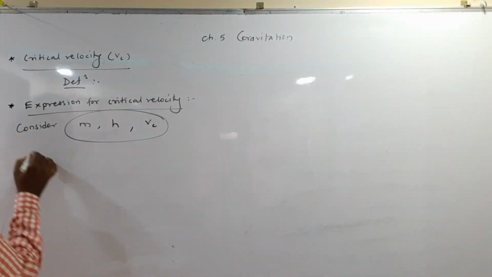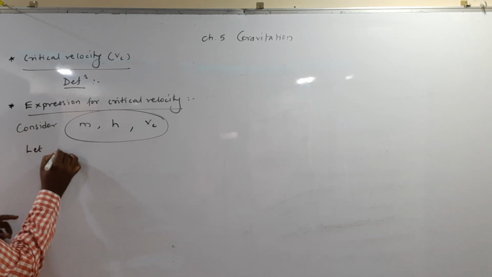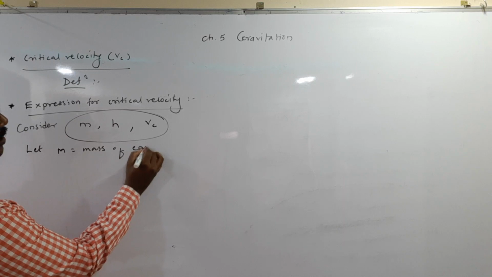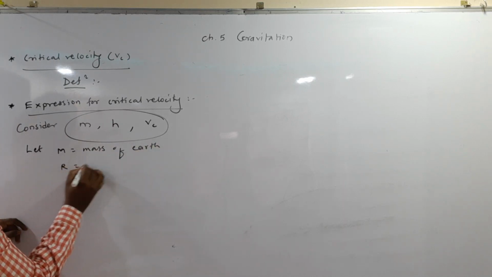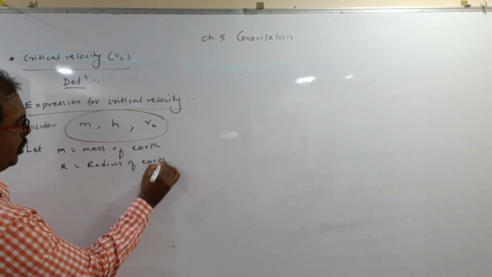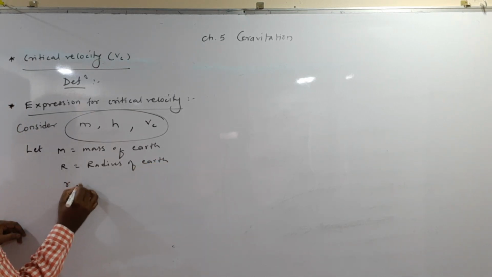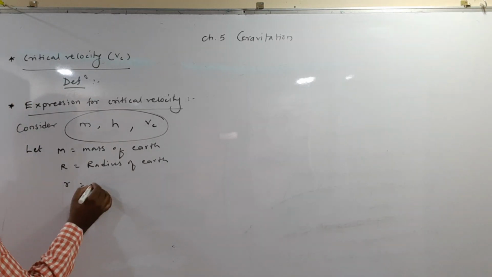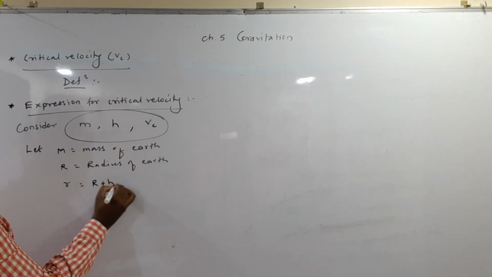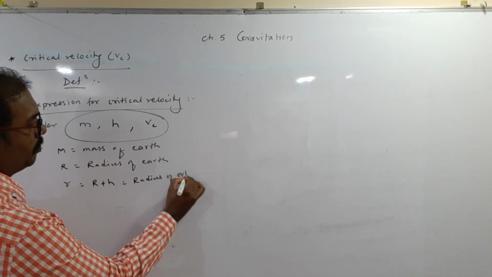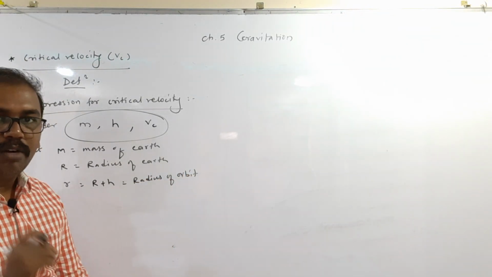Now let me consider capital M, mass of earth, capital R, radius of earth. I consider small r also. What is small r? Small r is the radius of orbit, or I can write r plus h. Let me show the radius of orbit in a diagram.